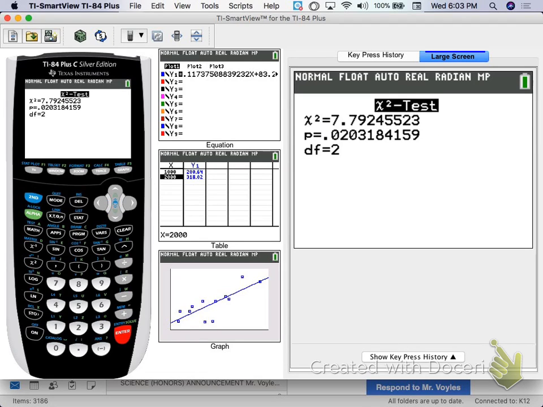Okay, so again, that chi-squared value, we'll use that later on. Here's my p-value. That's kind of a low p-value, so that may not be so good for this situation. My degrees of freedom is 2. Again, that came from taking 1 minus my row times 1 minus my column, so 1 times 2 gives me 2.